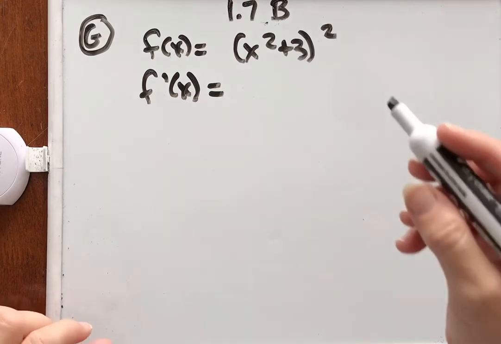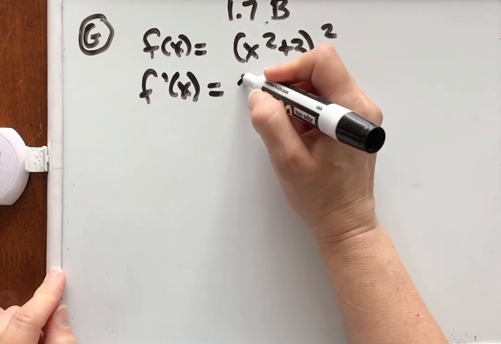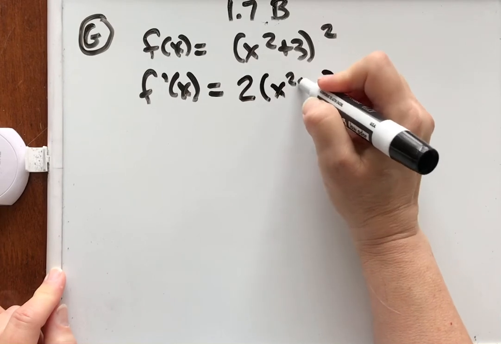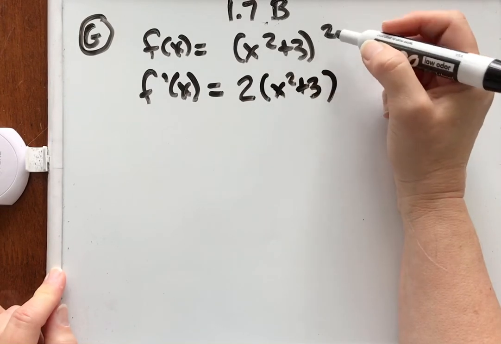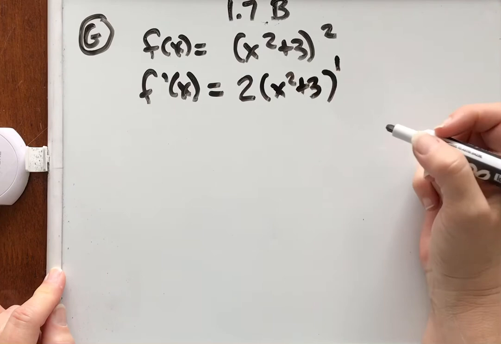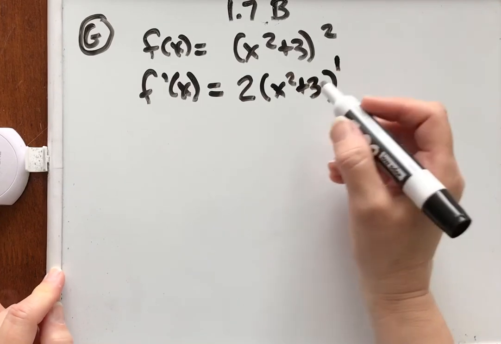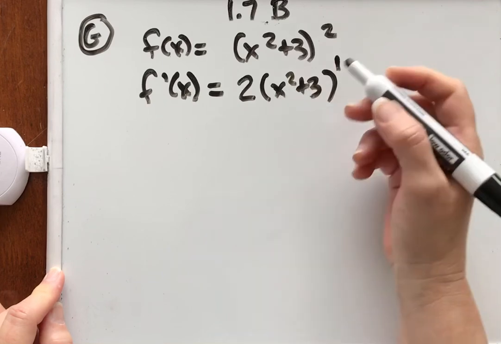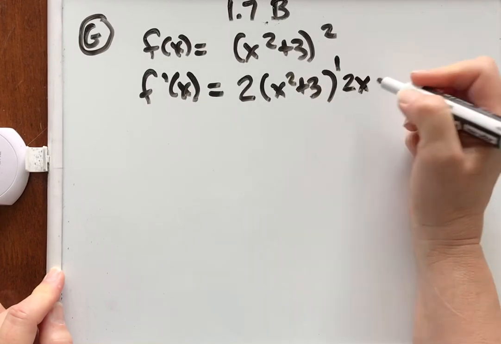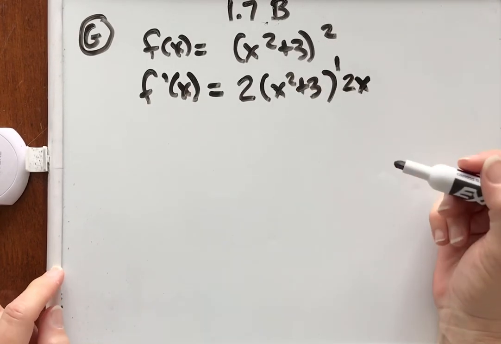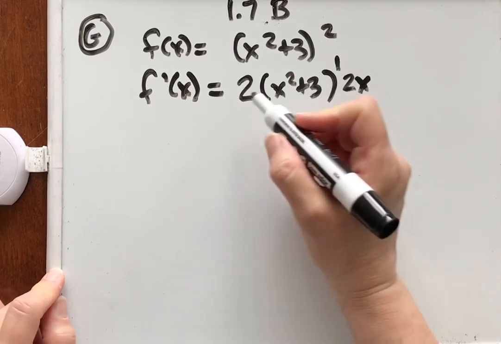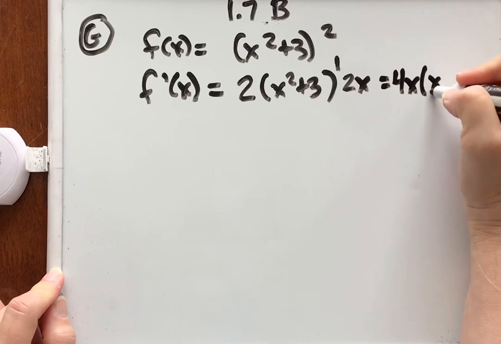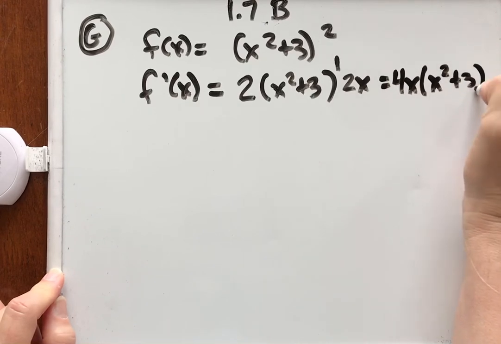Okay, first thing we do is we bring the 2 down. We keep what's inside. 2 minus 1 is just 1. You can write it or not. It's up to you. Then we take the derivative of the inside. The derivative of x squared is 2x. The derivative of 3 is 0. Then we multiply 2x times 2 gives us 4x times x squared plus 3.